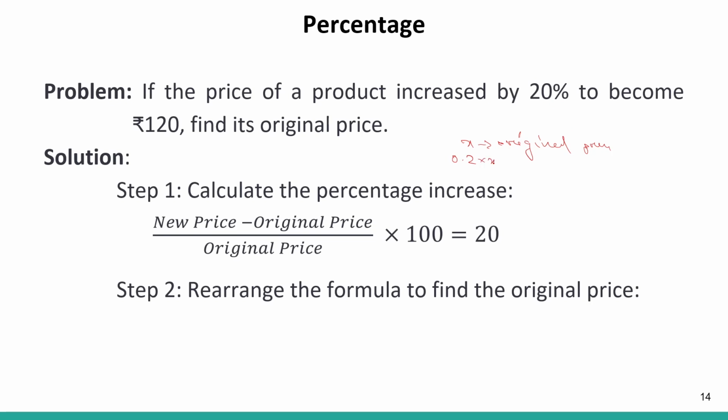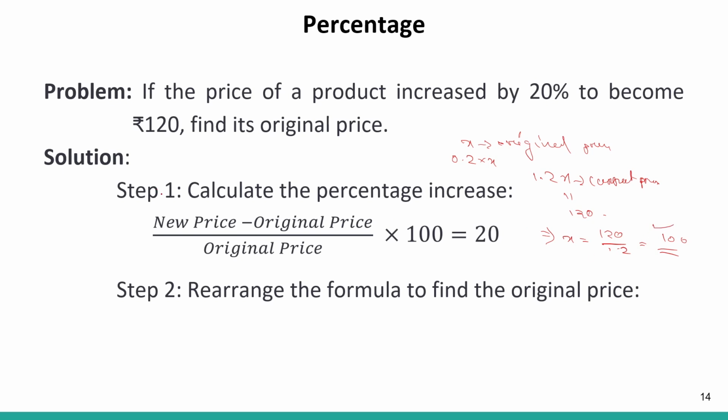So 20% of X is equal to 0.2 into X. So what is the current price? 1.2x, because X plus 0.2x is the current price. This is nothing but 120 rupees. So this implies that x is equal to 120 by 1.2, that is equal to 100. So the original price was 100 rupees. What it asks us is to find its original price, so we found that the original price will be 100.